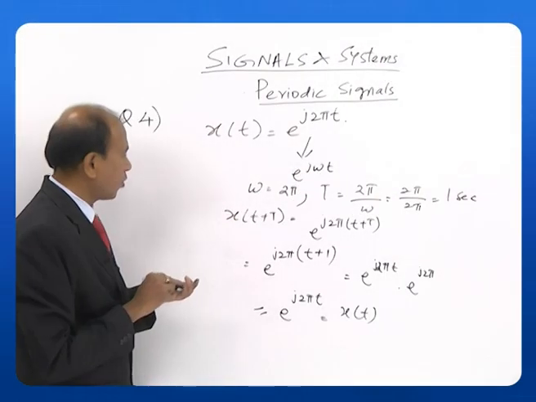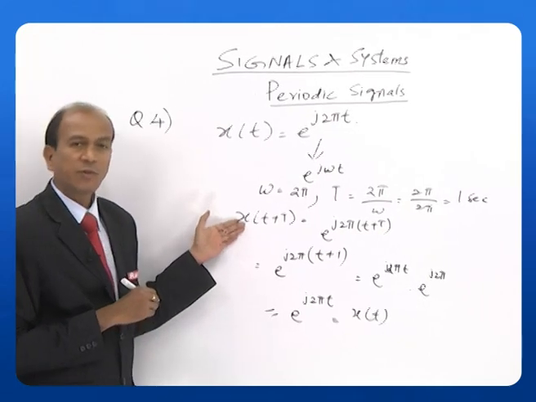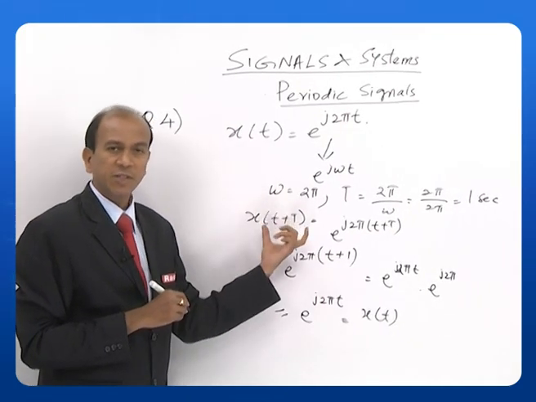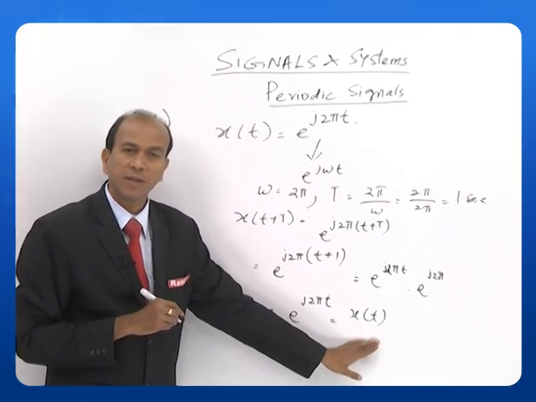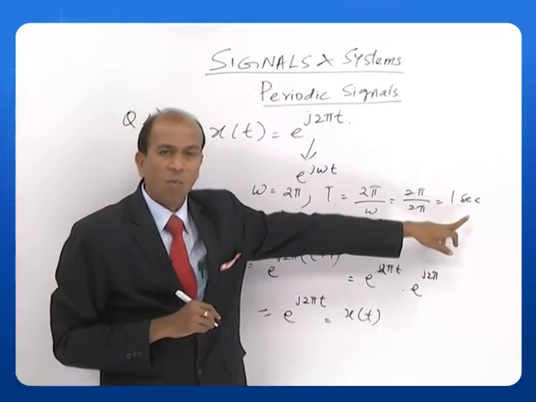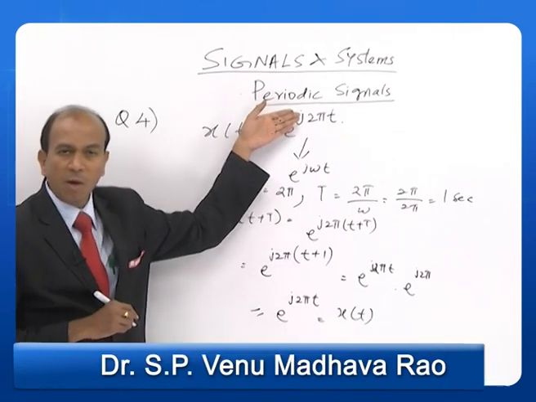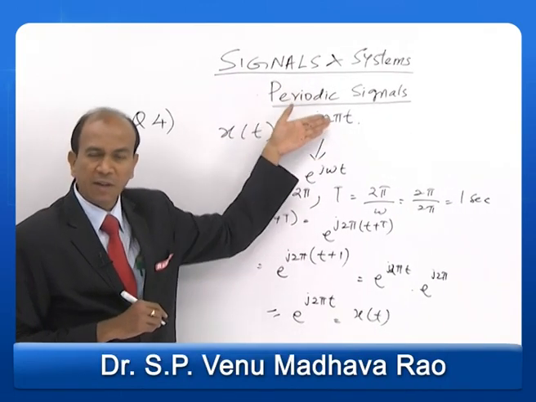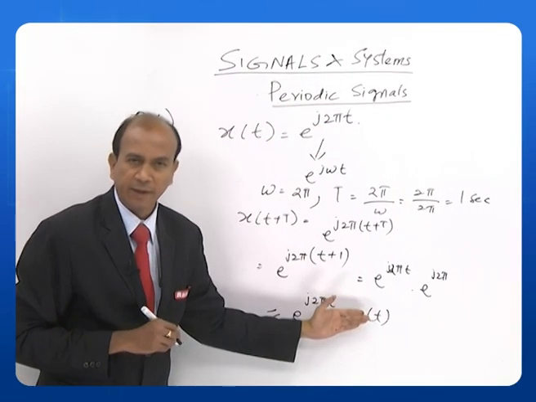So we started by discussing x of t plus T, then we have proved that x of t plus T is nothing but equal to x of t. So this is again a periodic signal with a period of 1 second. So this has been proved. This exponential signal is in fact periodic.